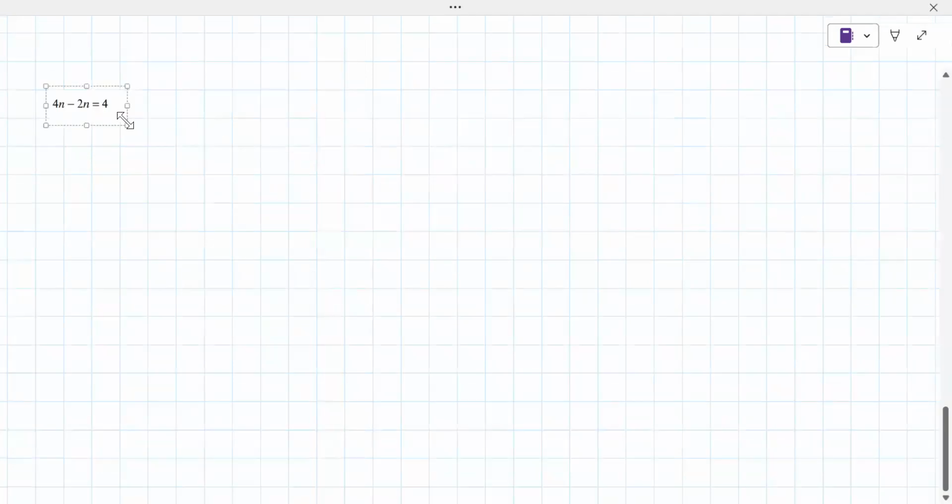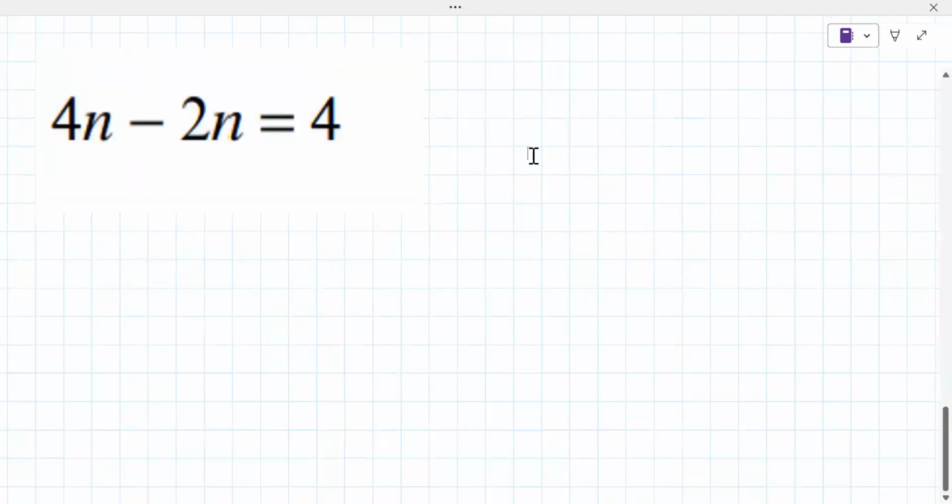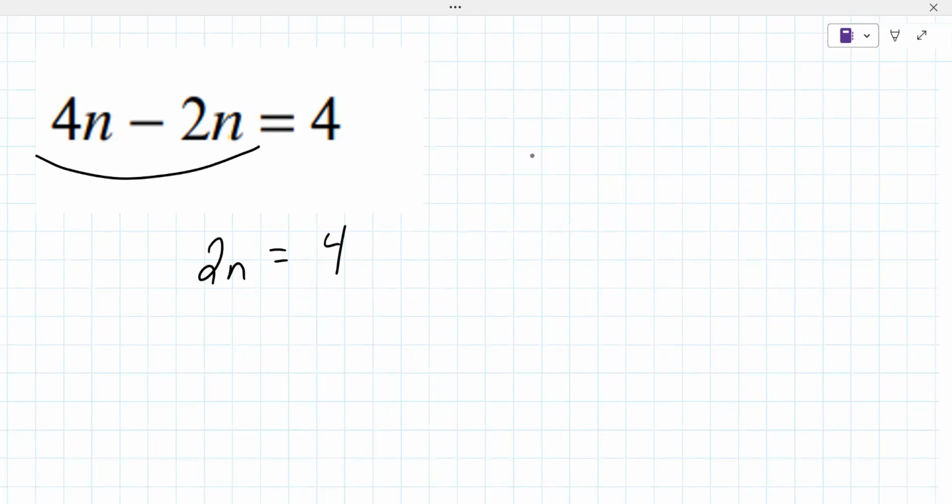Here's a problem here. 4n minus 2n is 2n equals 4. All right, so then you divide by 2, so n equals 2. Does that make sense? Yes. Okay. All right. Now, let's look at another problem here. Put something in front of you to work on.